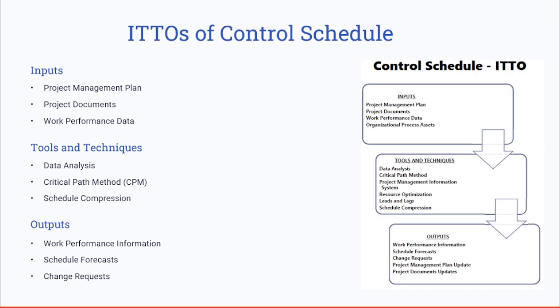And we finally have schedule compression. For schedule compression, we have two key techniques you can use to compress your schedule. First one is fast tracking. Fast tracking involves conducting tasks in parallel, so you don't have to wait for two activities to finish. You can start both of them at the same time if there is no dependency between them. So the first schedule compression technique here is fast tracking, and next we have crashing. Crashing means adding more resources to speed up the work.